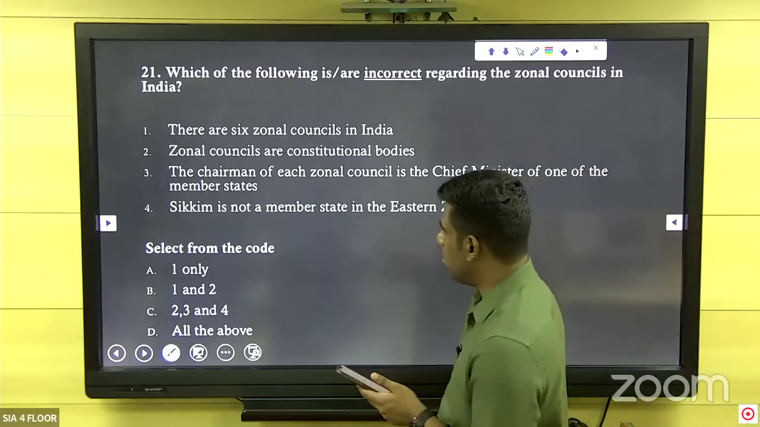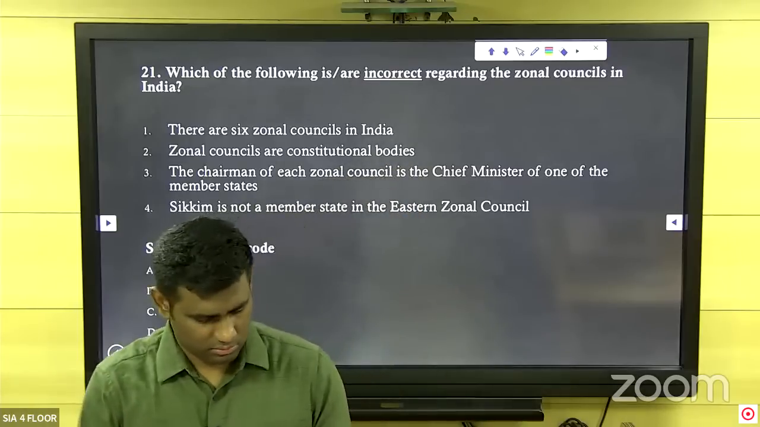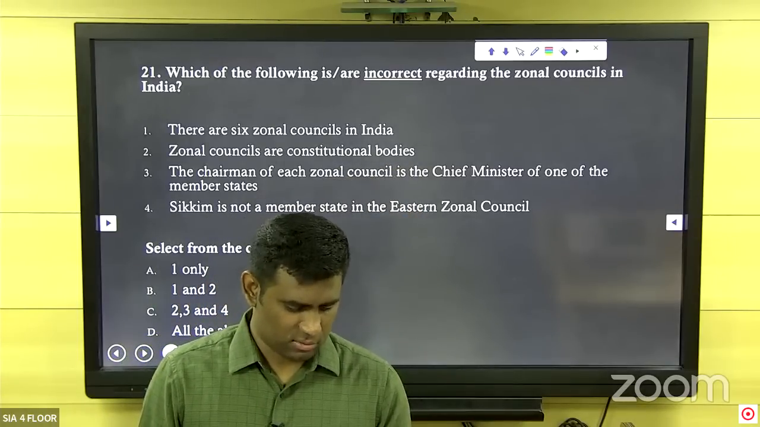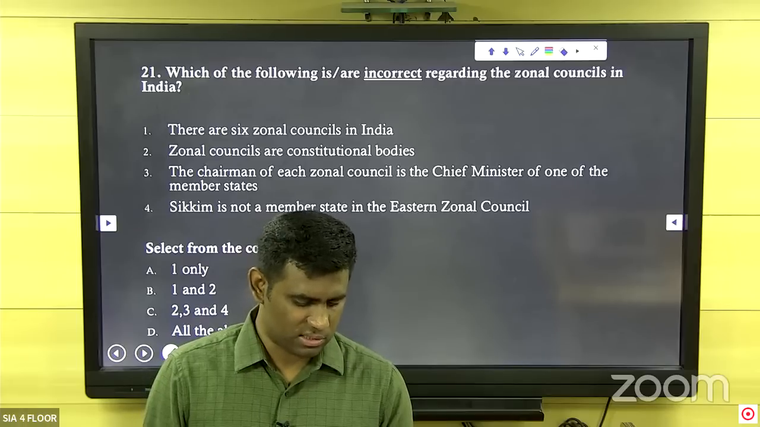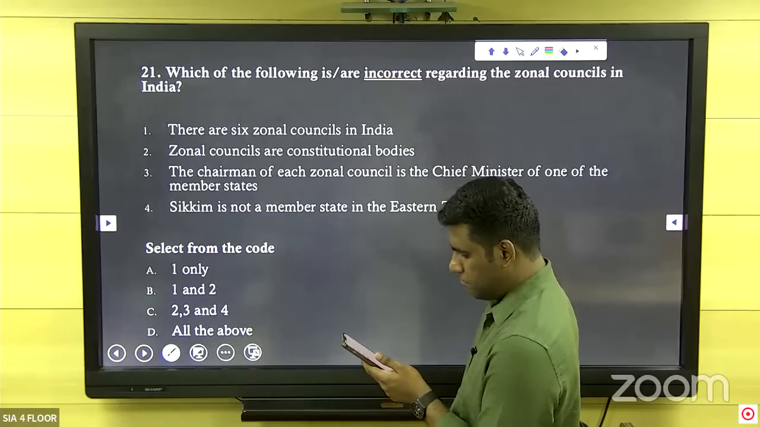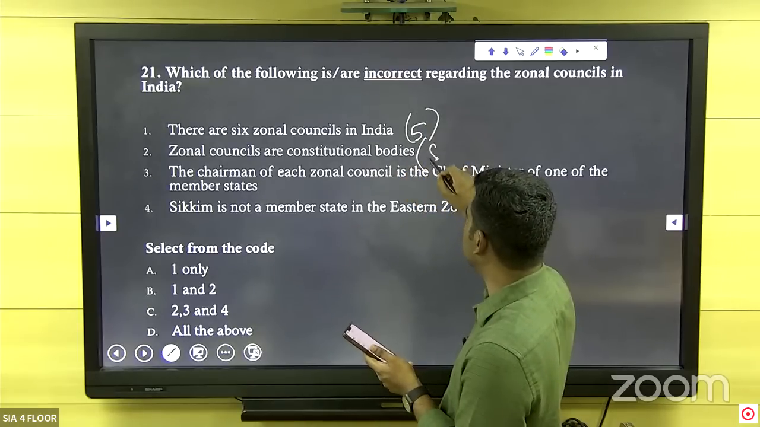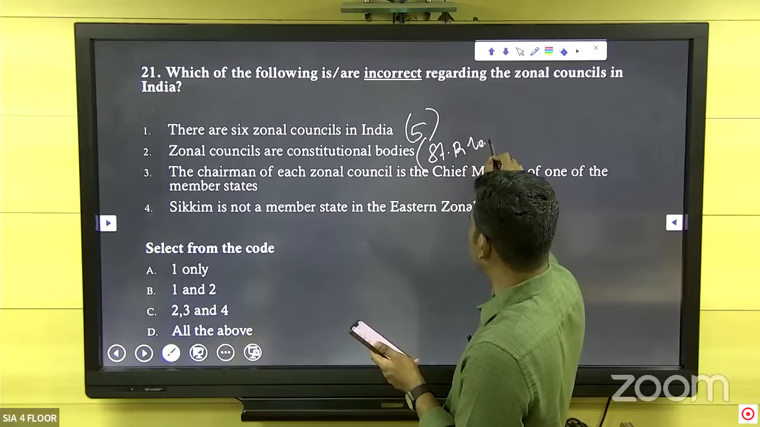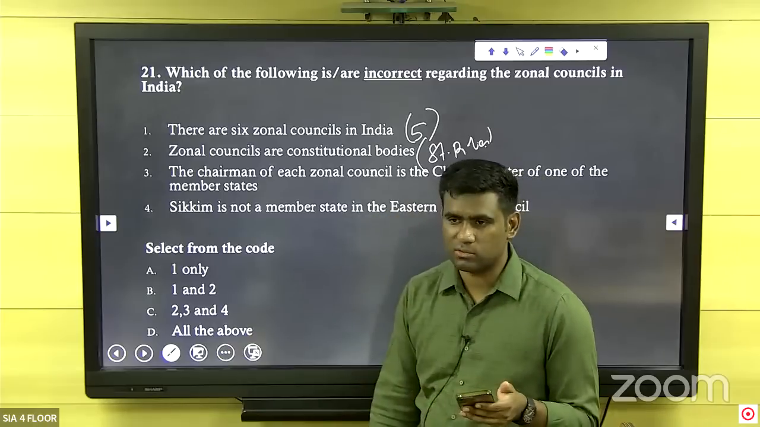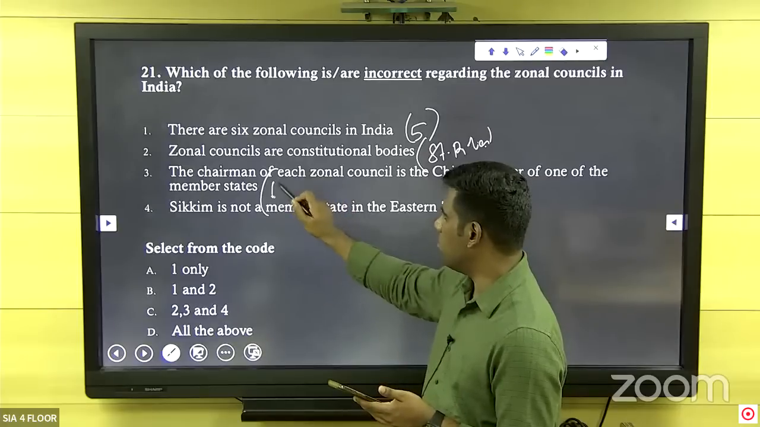It's incorrect. There are 6 zonal councils in India. Is it correct? Can someone tell me? Are there 6 zonal councils in India? There are only 5. Are zonal councils constitutional bodies? No, they are statutory bodies created by the States Reorganization Act. Chairman of each zonal council is the CM of one of the member states. Is it so? No. Union Home Minister. Okay, so this is also wrong.